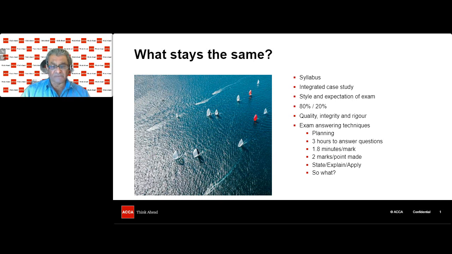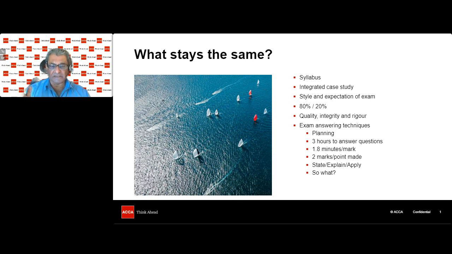What stays the same? Now, this is also important to remember. The whole thing hasn't changed completely. We've already said the exam duration, the amount of time we spend on the exam, hasn't changed. But other things are worth mentioning. Number one, the syllabus hasn't changed, which is great. So the materials that we already have are still useful, including from ACCA resources.